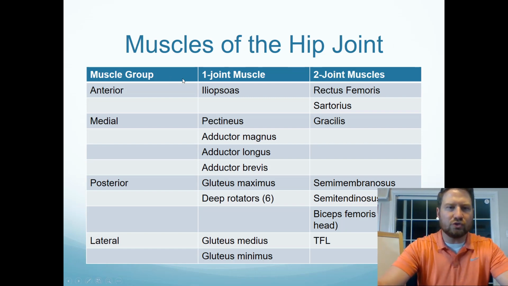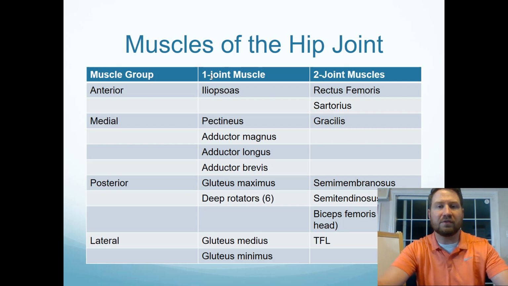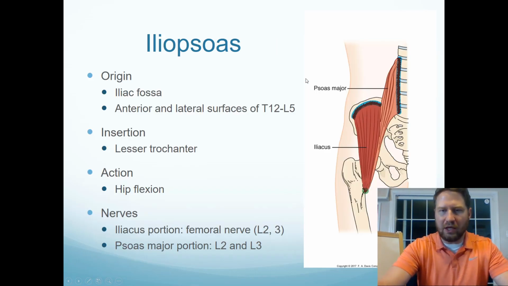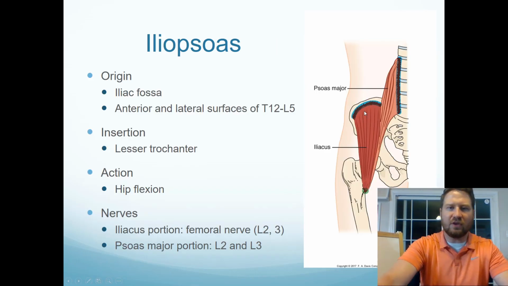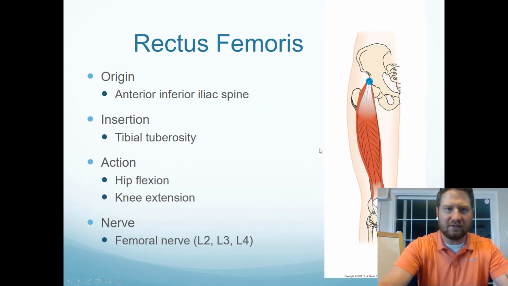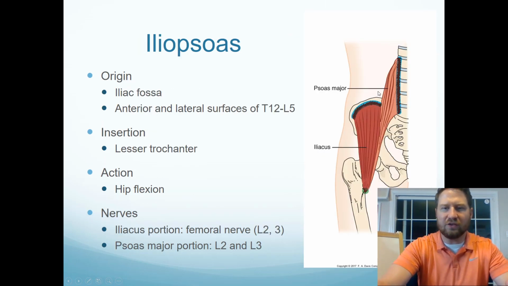So our muscles of the joint. If you like tables and it's helpful for you to separate them in your head into one-joint versus two-joint muscles, we have that table here. So, iliopsoas. It used to be psoas major and minor, or iliacus. You'll also see that in some anatomy texts. So you have your psoas major, and there's the iliacus, but your book just calls the whole thing your iliopsoas.